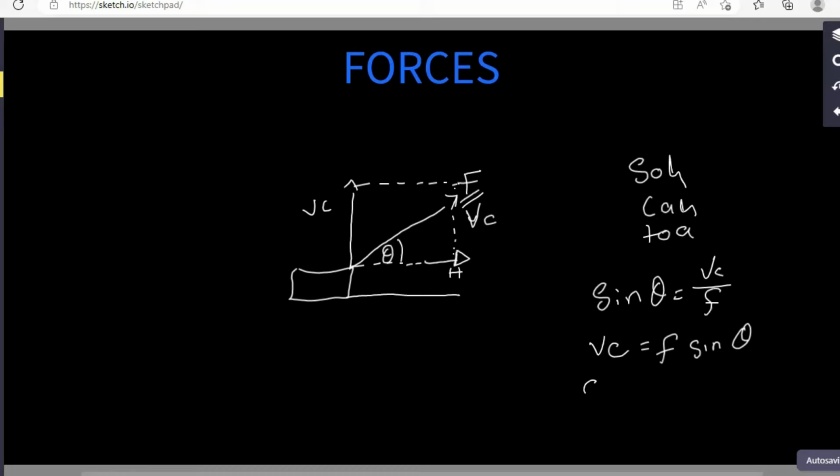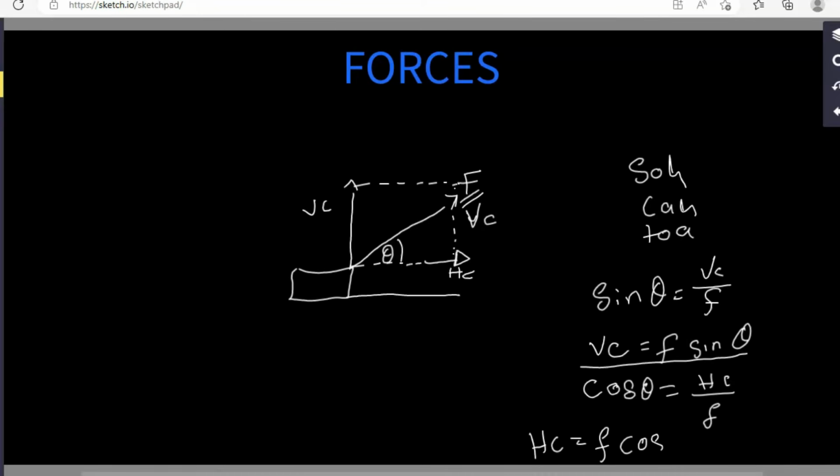We use cos theta for the horizontal component. Cos is equal to adjacent over hypotenuse. Adjacent is this, which is the horizontal component. The hypotenuse is F, and our horizontal component will be given by F cos theta.